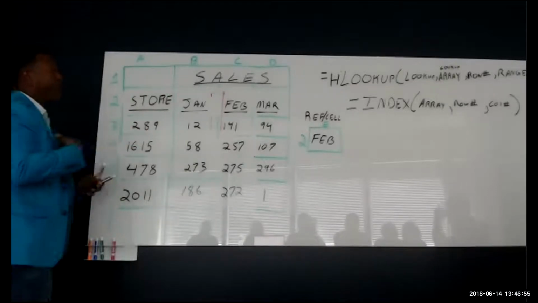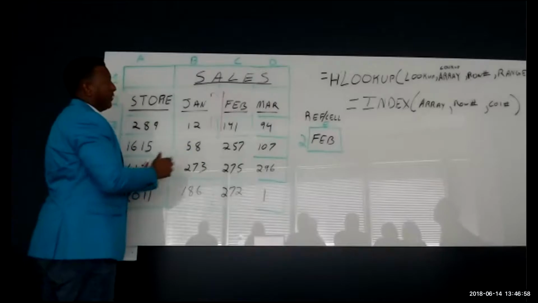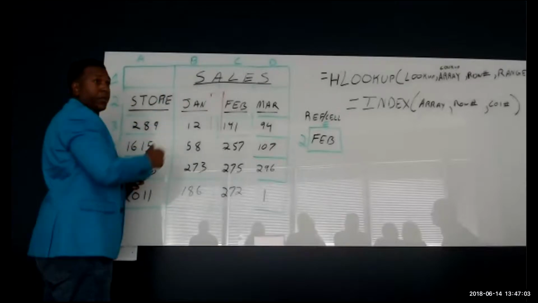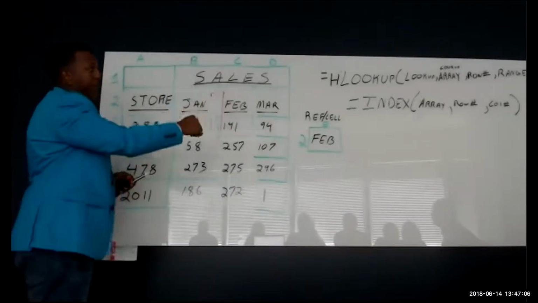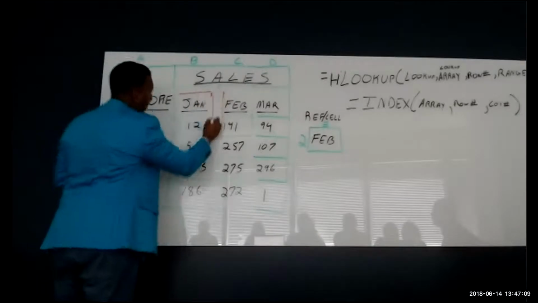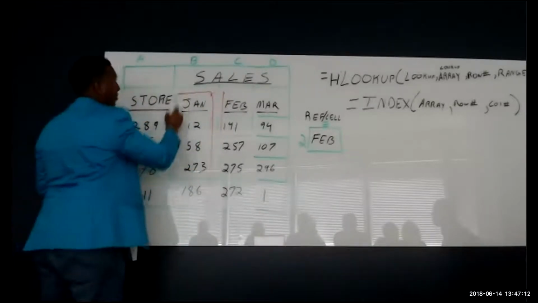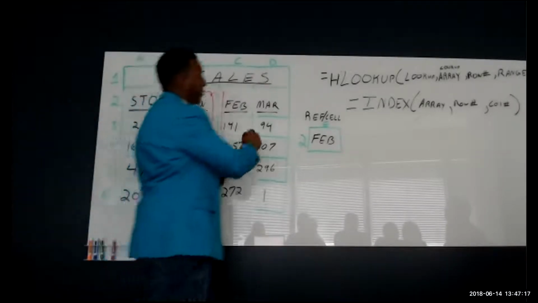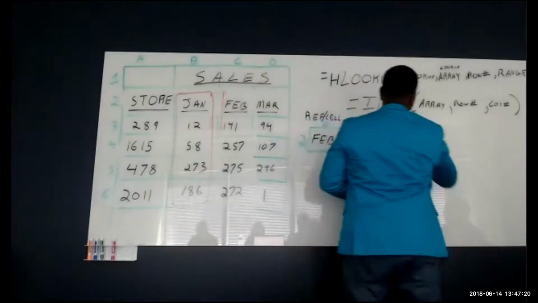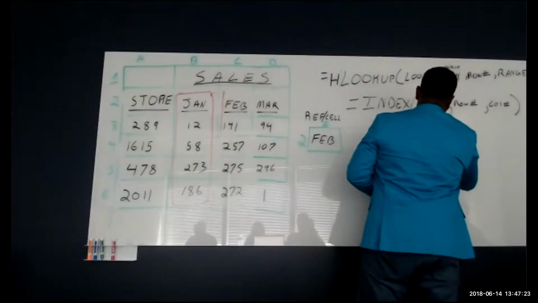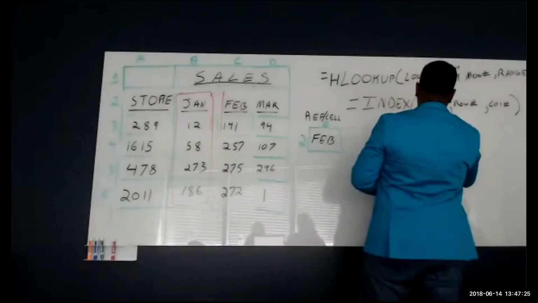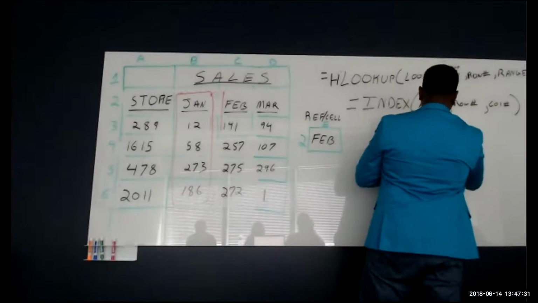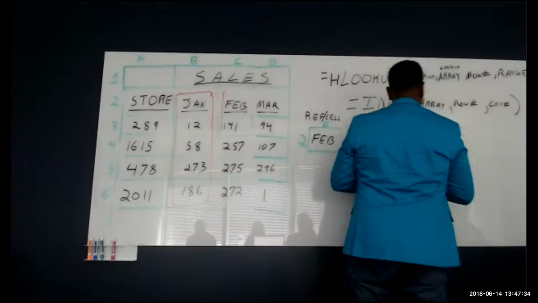So INDEX. If I want January, and January is in column B, when I open my parentheses, I'm going to click and drag and select January. That's the values that I want to come back. So my formula is going to look like INDEX, and it's going to be A2 to A6. So that's hard to read.